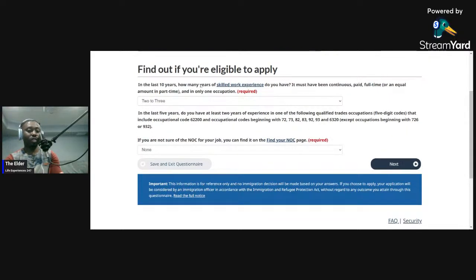So this is where we were before it ended. This section was about, in the last 10 years, how many years of skilled work experience do you have? And we chose 2 to 3 years. It also asks about the NOC code if we've been working in Canada, which we don't have. We didn't work in Canada, so no.